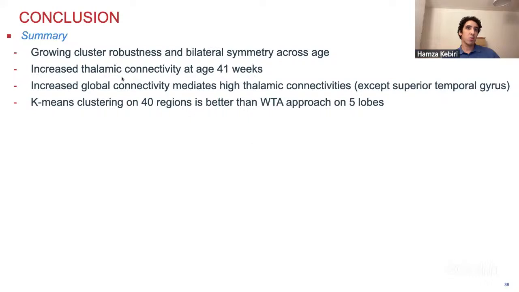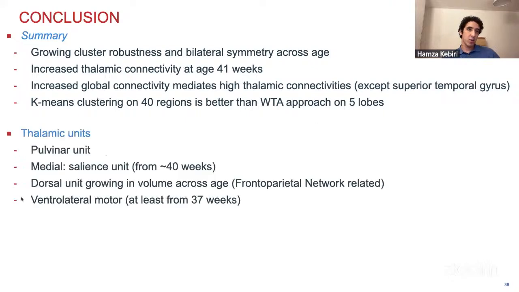Okay, so to conclude, we have found this increase in robustness across age. We have seen also this increase in connectivity at the age of 41 weeks. And also that this connectivity might be driven by the whole brain connectivity, except for the supratemporal gyrus. We have seen, and it can be found in more detail in the paper, that K-means is probably better than winner-takes-all. And these are the four nuclei that we found.